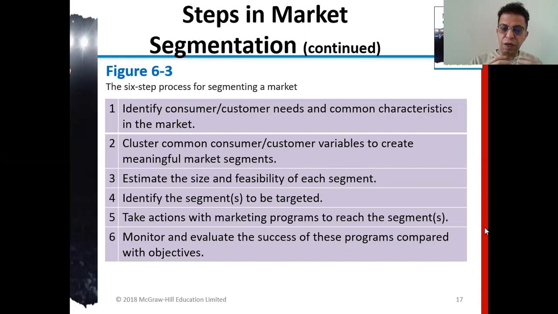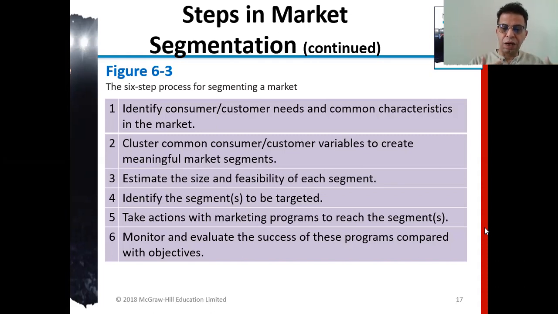And then you need to take action after you segment and target and identify the segment to be targeted. You take action with a marketing program to reach that segment or segments. And then you monitor and evaluate the success of these programs compared to the objective. Let me give you an example to illustrate all these.